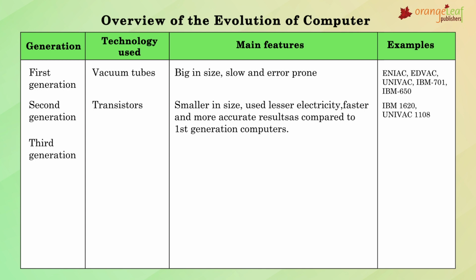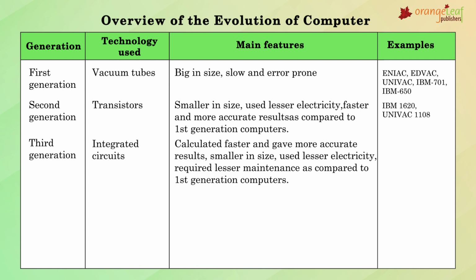The third generation computers used the technology of integrated circuits, and the main features were calculated faster and gave more accurate results, smaller in size, used lesser electricity, required lesser maintenance as compared to the first generation computers. And the examples are PDP, IBM 370 or 168, and TDC 316.